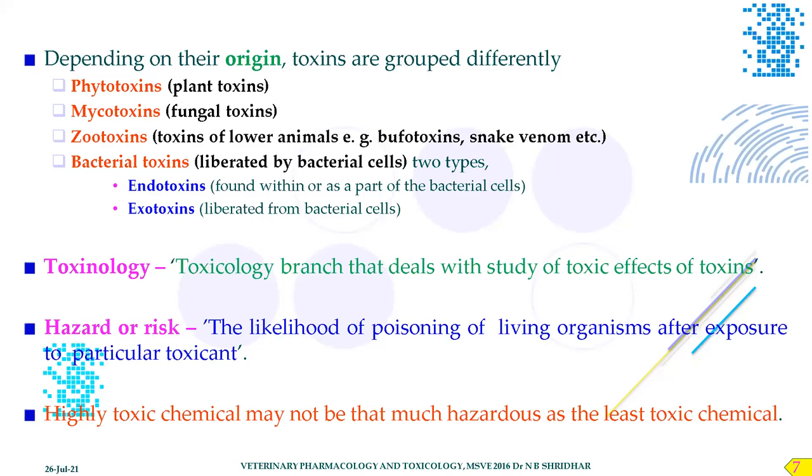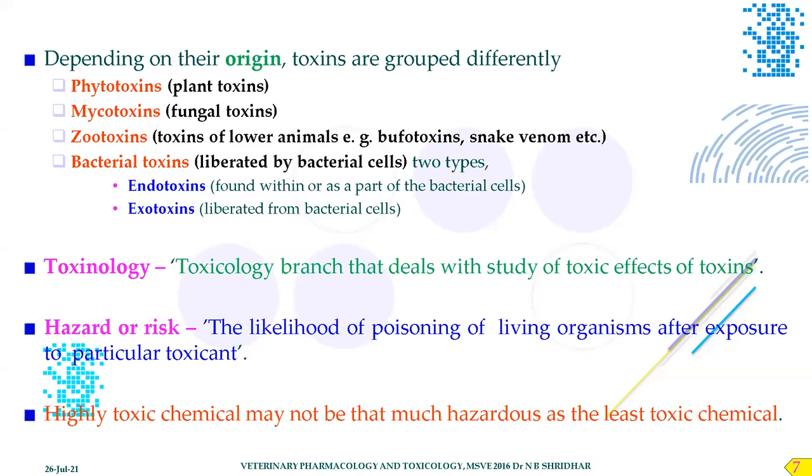So there is no very big difference between the endotoxins and exotoxins, but colloquially we can say that endotoxins are released as a part of the bacterial cell. It may be a part of the cell wall, cell membrane, etc., or maybe the nucleus, nucleolus, etc. Whereas exotoxins are liberated from the bacterial cells as special substances.